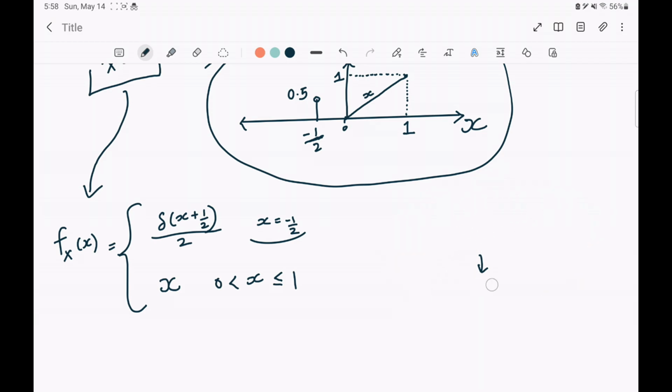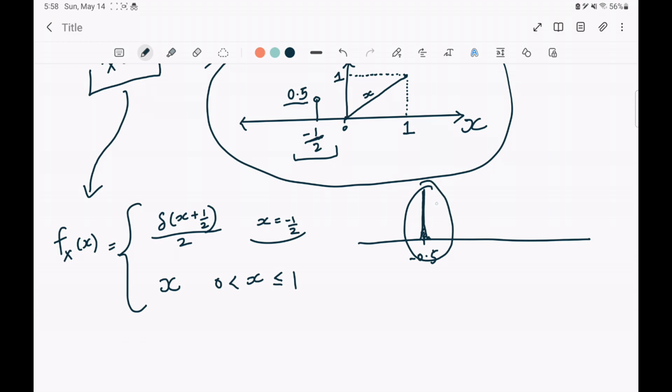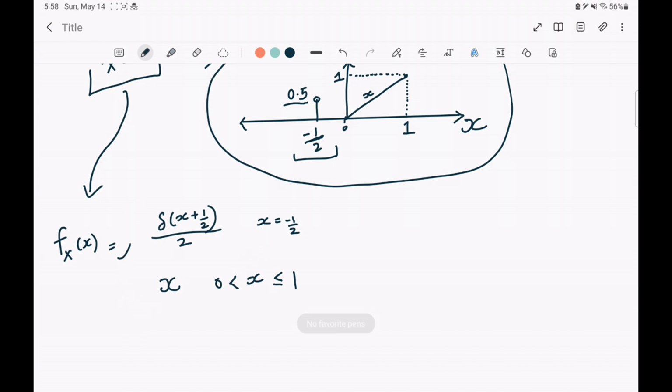Now in order to represent the probability in this way, we have represented it as 0.5 at small x equals minus half. What does this mean? This means that if you zoom in on the value at minus 0.5, it would extend to infinity like this, but the area under this graph would be 0.5. So we have represented it as delta of x plus half, divided by 2. So we have defined the probability density function for our random variable x, and it is 0 elsewhere.